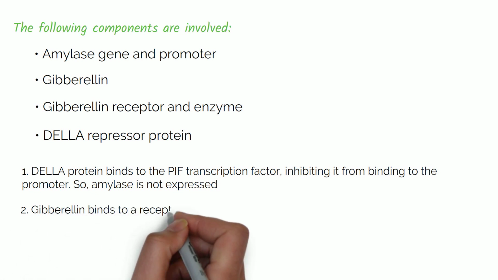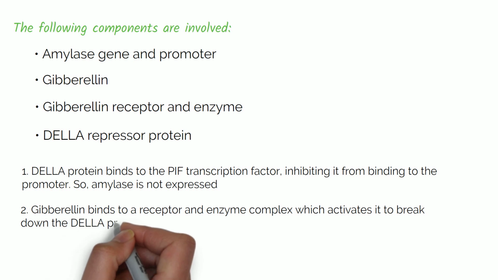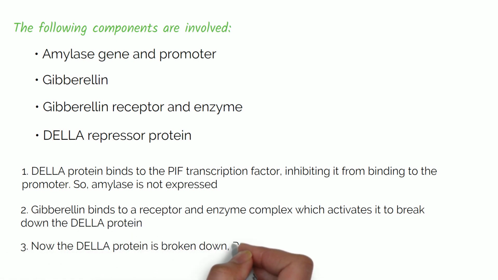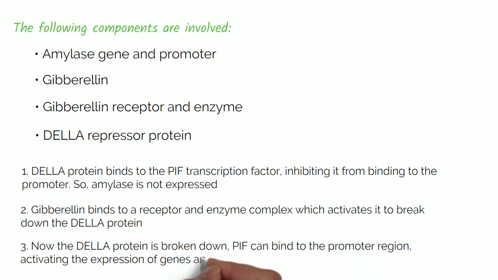Gibberellin binds to a receptor and enzyme complex, which activates it to break down DELA protein. Now the DELA protein is broken down, PIF can bind to the promoter region, activating the expression of genes and synthesizing the amylase protein.